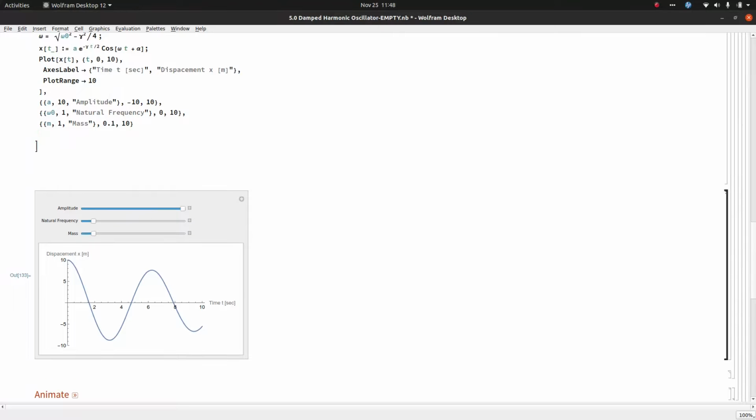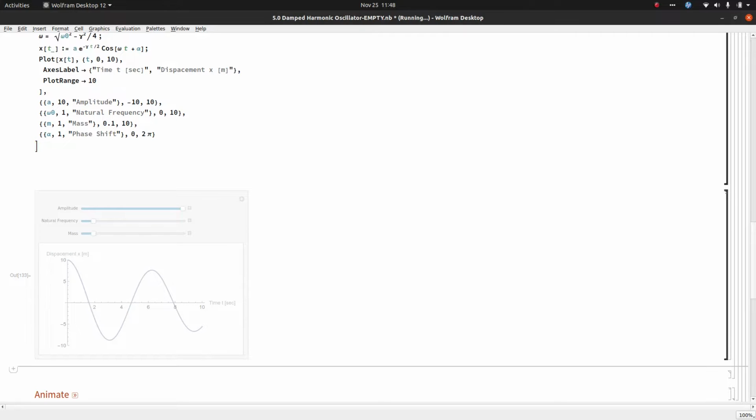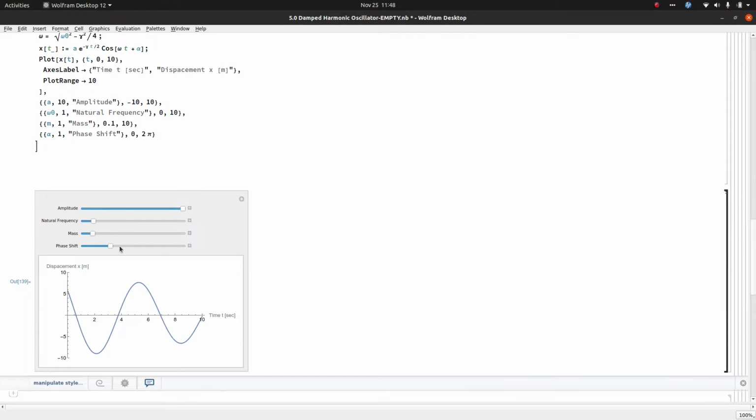Let's put in, oops, let's not forget a comment. Let's put in an angle, or a phase shift rather. I'll let my phase shift go from 0 to 2 pi. And you can see that just changes where the graph starts in phase. So nothing too surprising there.